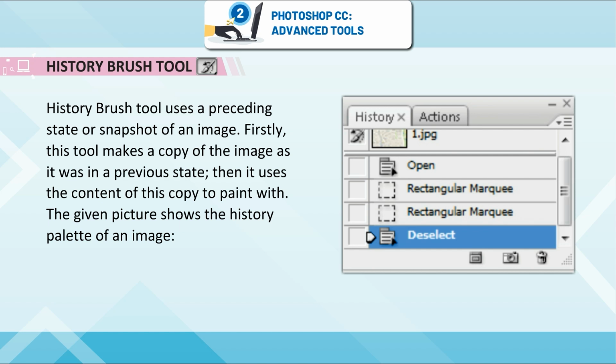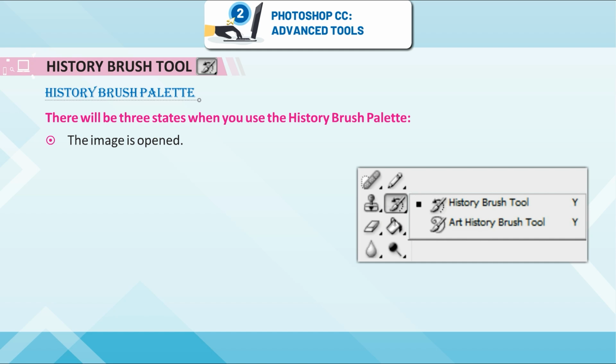Firstly, this tool makes a copy of the image as it was in a previous state, then it uses the content of this copy to paint with. The given picture shows the history palette of an image. History brush palette. There will be 3 states when you use the history brush palette. The image is opened, the levels are adjusted, a glowing edges filter is applied.